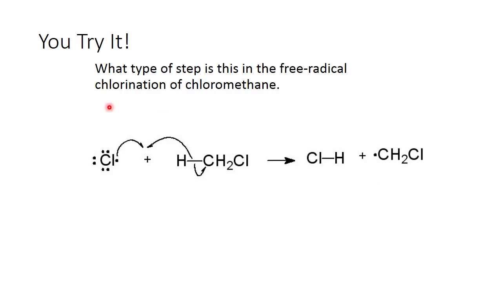Okay, what type of step is this in the free radical chlorination of chloromethane? Look at it and then restart the lecture after you've determined your answer. Well, if I look at this reaction, you can see there is a free radical beforehand and a free radical afterwards. A plain molecule and a plain molecule. Free radical before, free radical afterwards. We call this propagation.